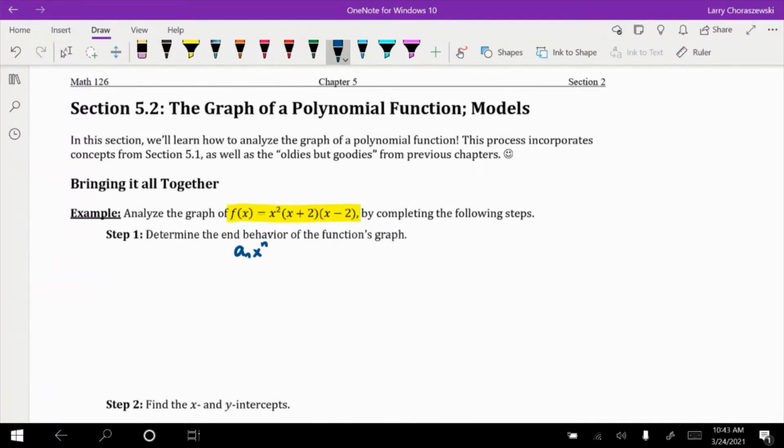So my mission for you is to take these factors and FOIL them all out. Okay, so I'm going to have you work on that for the next 30 seconds or so. Go ahead and FOIL out x squared to these two factors, x plus 2, x minus 2. And as a tip, you might want to do these first.